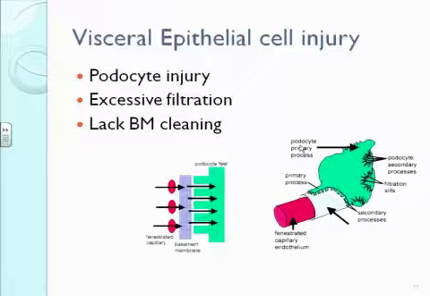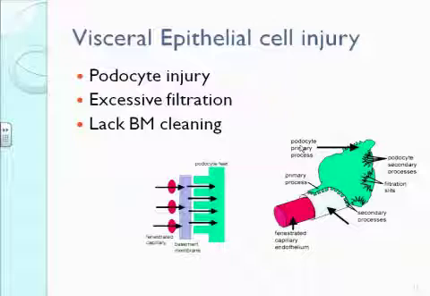When you look at the visceral epithelial cells, remember, these are the podocytes, okay? These are the ones that have the tight junctions that are holding everything apart. This is the fenestrated capillary here, followed by the light blue, which is the basal lamina layer, followed by the podocytes, which are here. If you get podocyte injury, that's pretty bad because now you get excessive filtration, and the bigger problem is you can't clean out the basement membrane anymore.